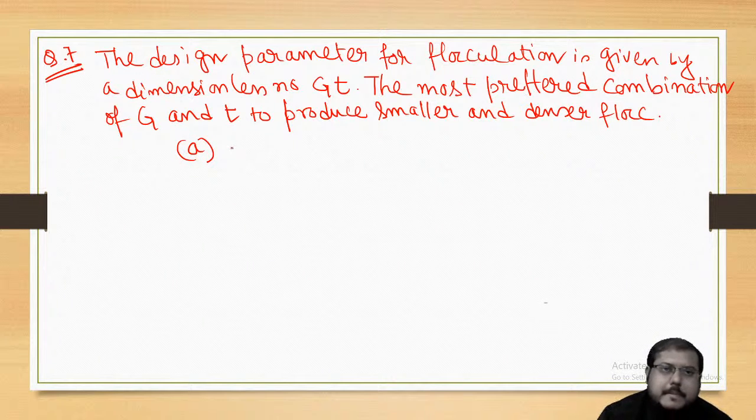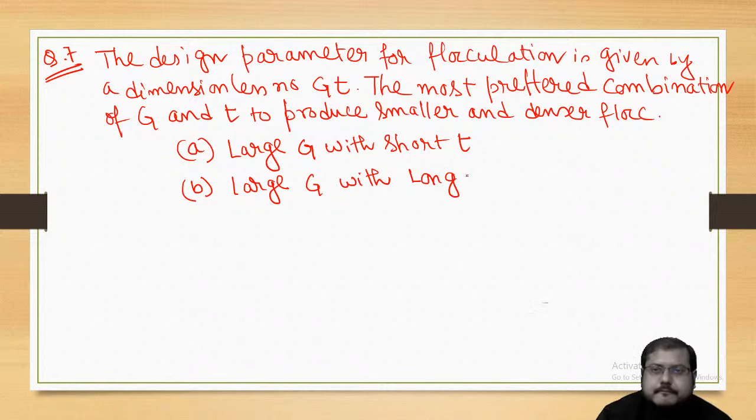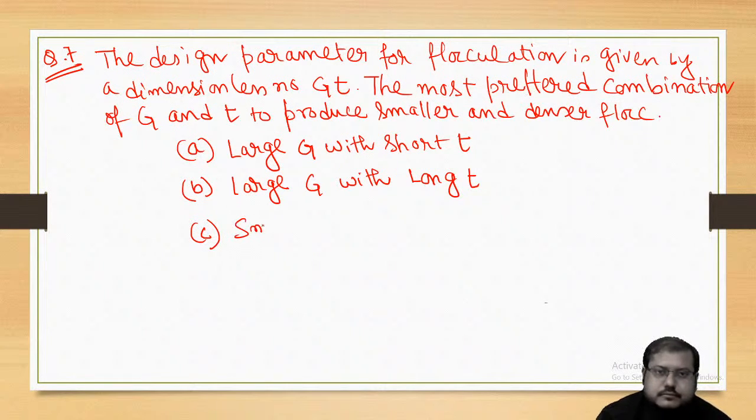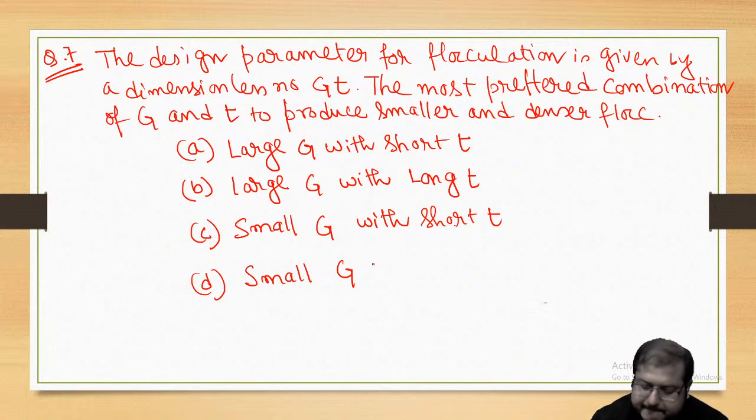Option A, large G with short T. Option B, large G with long T. Option C, small g with short T. Option D, small g with long T.